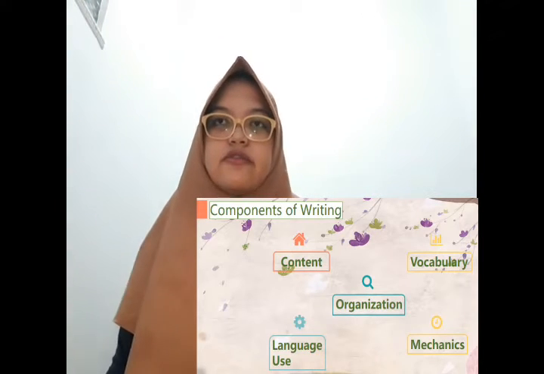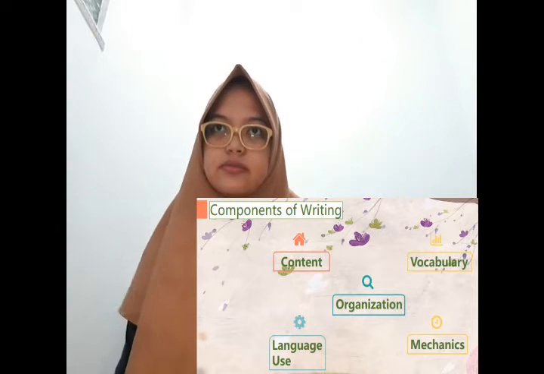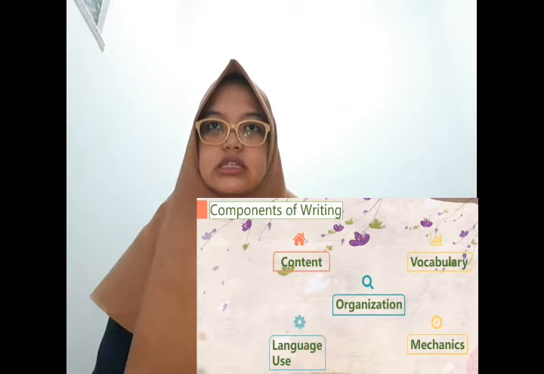Douglas Brown 2000 said there are five significant components of writing, such as: first is content, vocabulary, organization, language use, and mechanics. First, we will talk about content. The content is the most important component to write, because if there is no content, you cannot write a text.